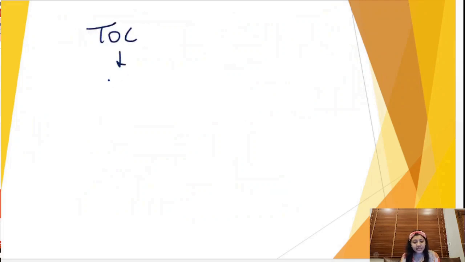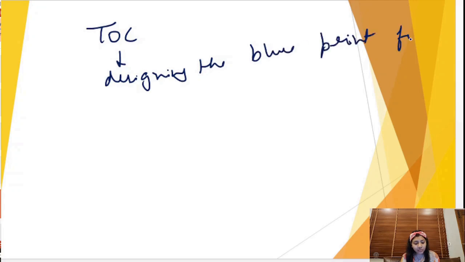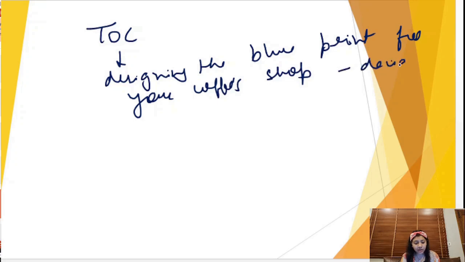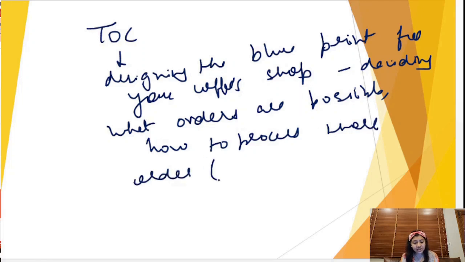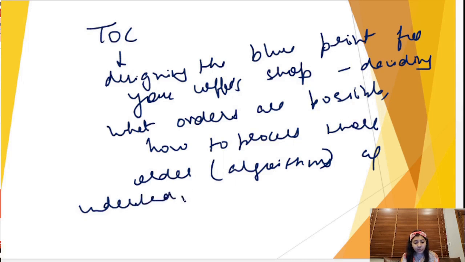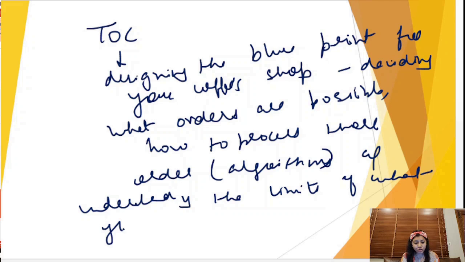So basically TOC is nothing but designing the blueprint for your coffee shop, in which we have to decide what orders are possible, how to process those orders, how we are processing those orders with the help of certain algorithms, and understanding the limits of what your shop, or we can say our machine, can do, right?